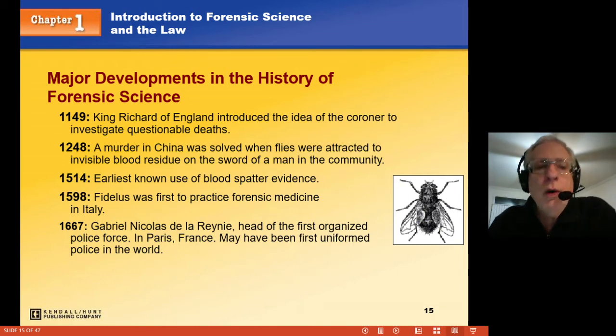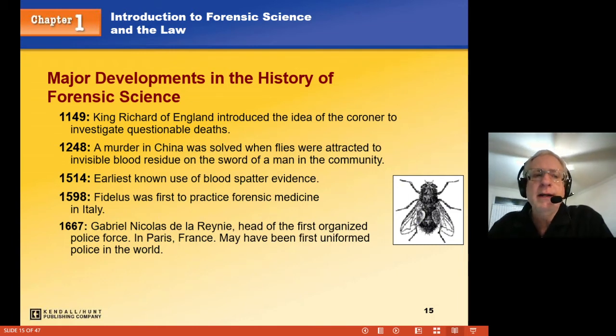And a coroner was originally, in 1149, somebody who investigated questionable deaths. Today, technically, a coroner is an elected position. You don't need to be a doctor to be a coroner. You need to be a doctor to be a medical examiner. A medical examiner is somebody who determines the cause of death. That is technically not the purpose of a coroner.